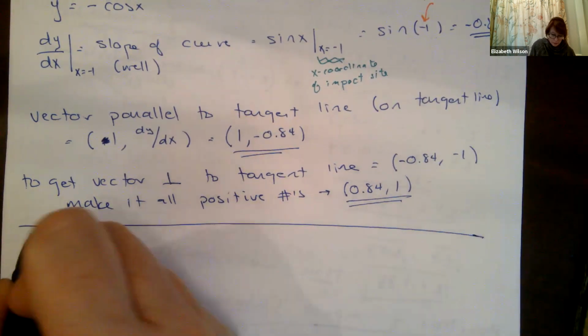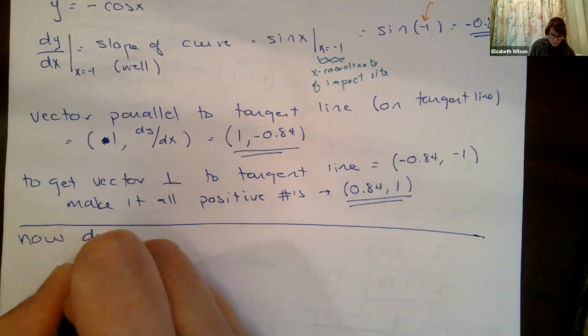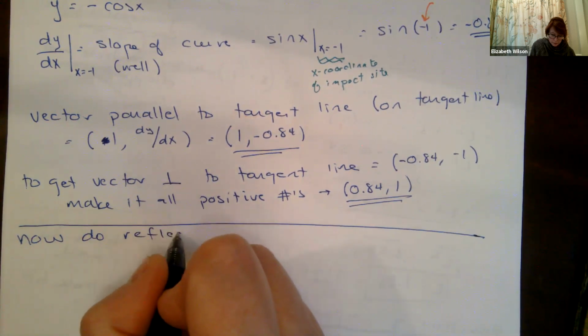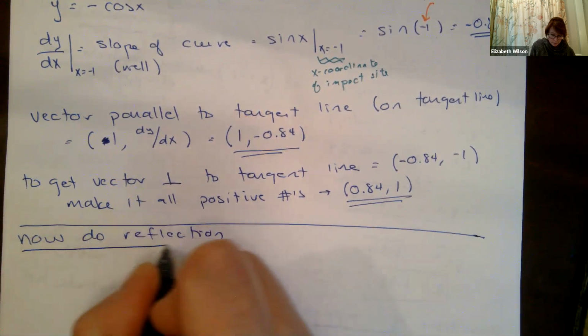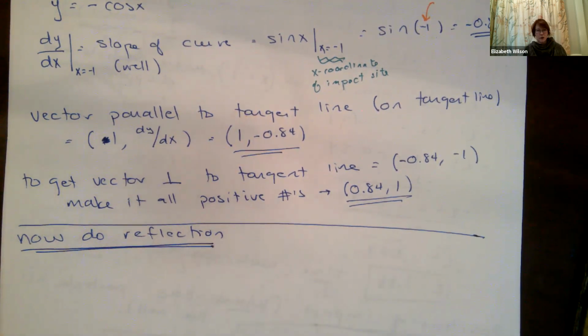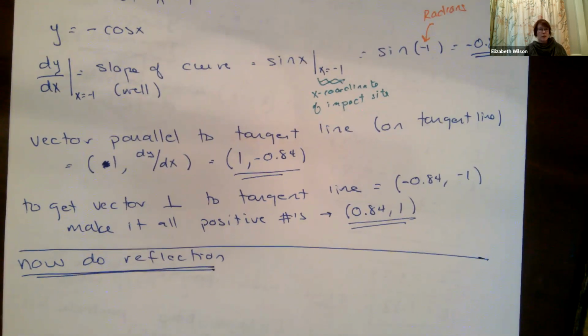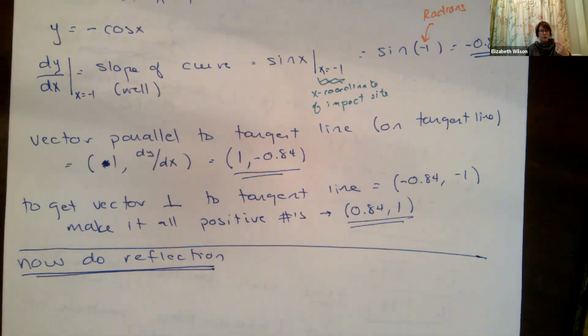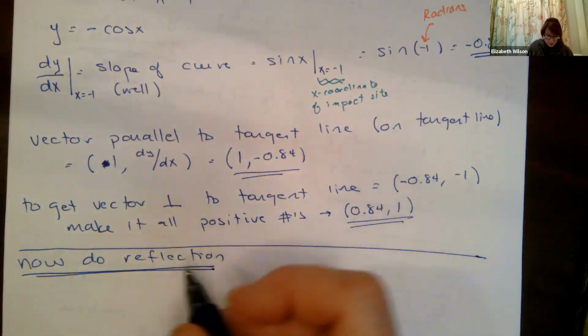Okay, so now we do our reflection. This is the reflection part. All of that was setup. We needed the intersection point where the particle was dropped and hit the wall. To do the reflection, I needed the tangent line. I needed the perpendicular to the tangent line so I could do the projection and the reflection. All right, so I have to do the projection.